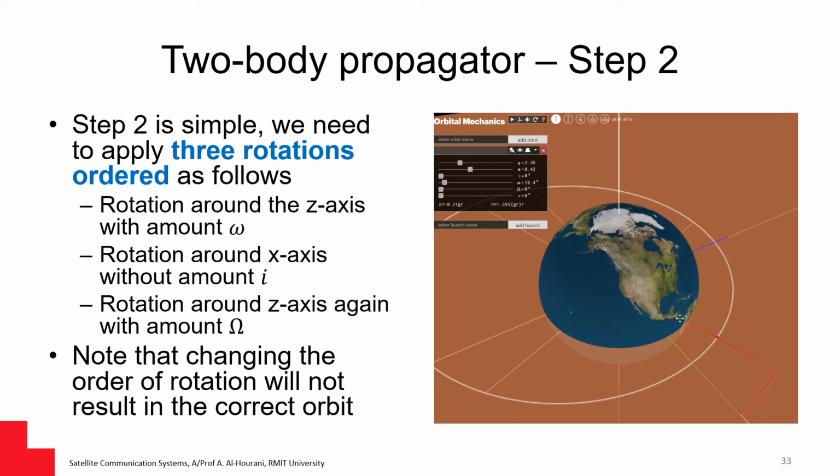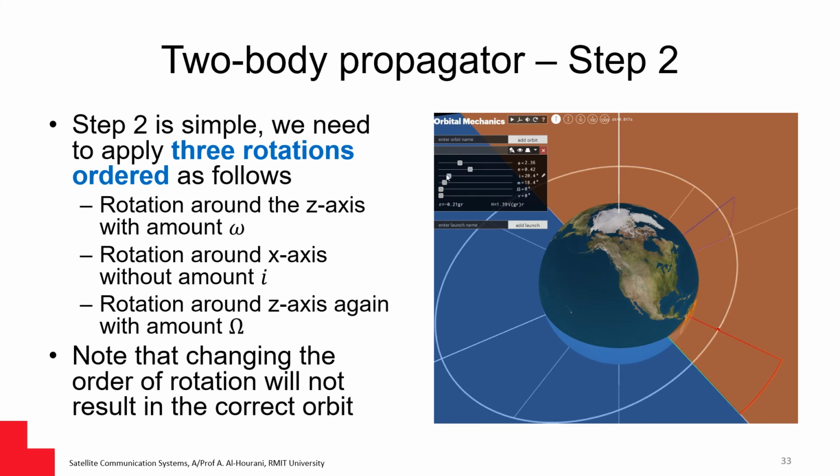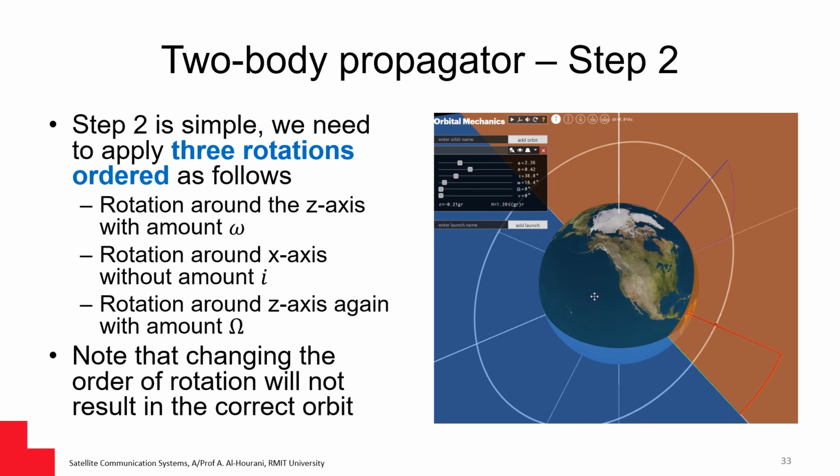Here's the z-axis, and we rotated with an amount small omega. The second rotation is around the x-axis and will be with an amount of the inclination, and see what will happen. So this is the x-axis, the green line, and now I'm rotating and see what's happening. I'm rotating around the green line.